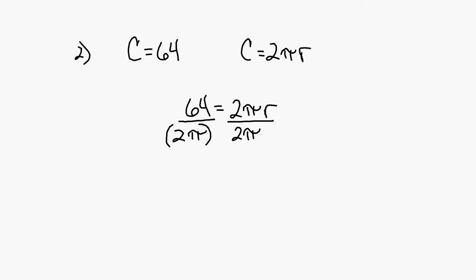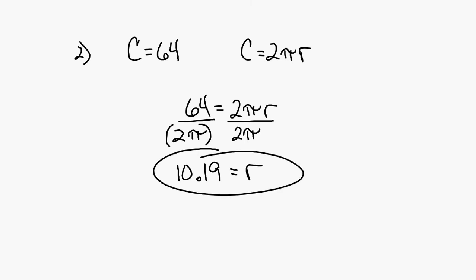I got 2 times pi button, right parentheses, equals 10.186. Yeah, there was a 5, but I got 10.185. Okay, so we're going to make that 10.19. 10.19 equals r.